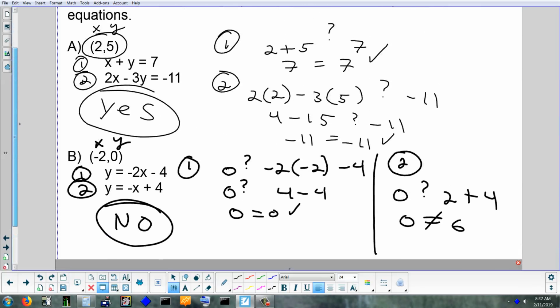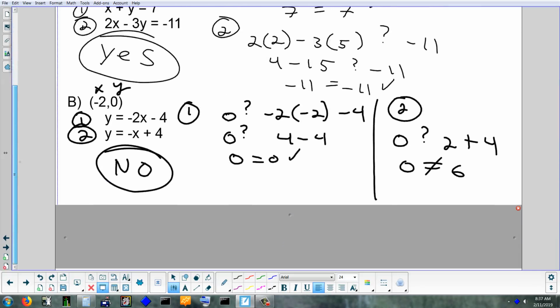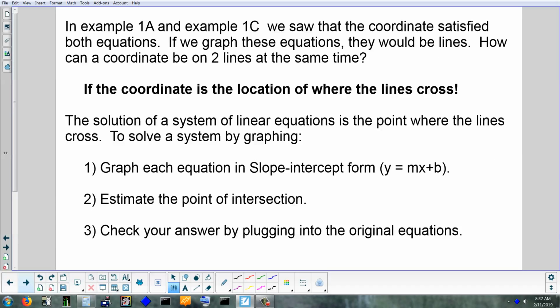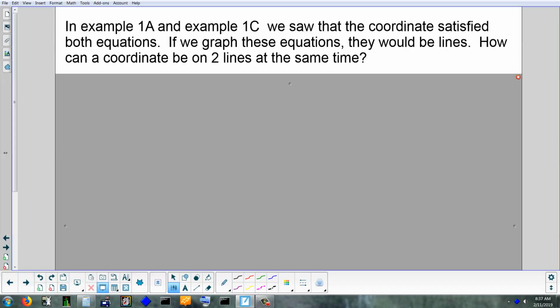I'm just plugging it in. You guys saw what happens when it works. You saw what happens when it doesn't. The only thing that's going to be different is where those letters are, you're putting numbers. All right? So guys, in 1A, and we didn't do 1C, but it did work out.